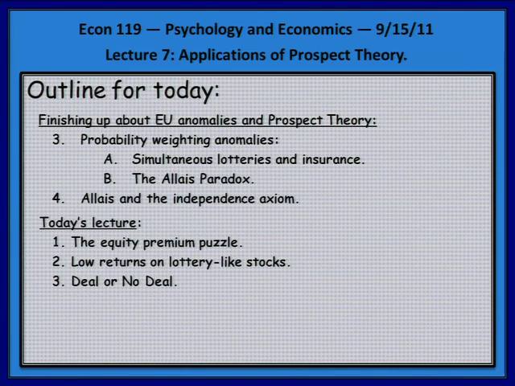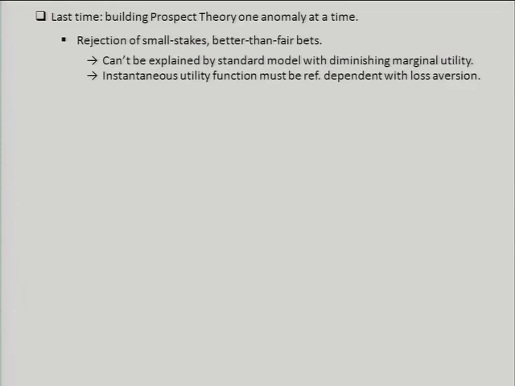Okay. So last time, building up prospect theory, 1 anomaly at a time. The first anomaly we looked at was the rejection of small stakes better than fair gambles. And I hope that I convinced you that the kinds of rejections, would you accept a bet where you get 550 with probability 1/2, or you lose 500 with probability 1/2, can't be explained by expected utility theory. And so we said, well, therefore, it must be the case that the instantaneous utility function that people are using to evaluate outcomes must be kinked at a reference point with loss aversion, just like we've seen in non-risky situations.